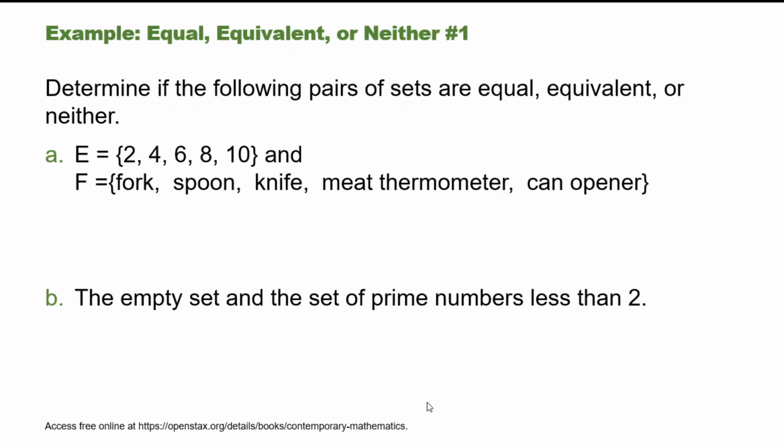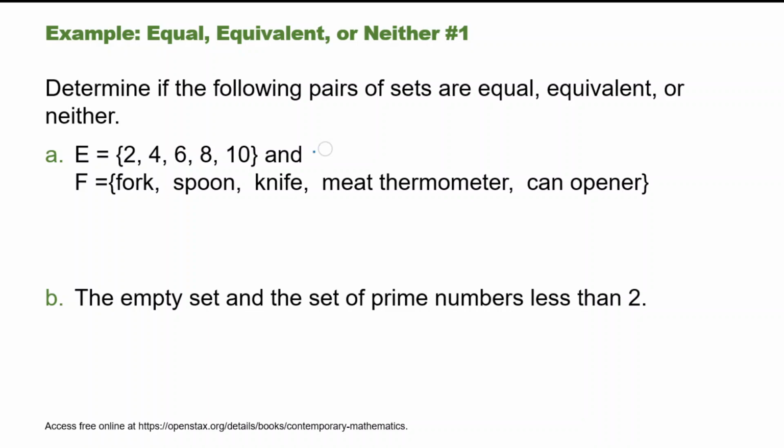Example, equal, equivalent, or neither, number 1. Determine if the following pairs of sets are equal, equivalent, or neither. Part A, we have two sets. Set E, which is equal to the set 2, 4, 6, 8, 10, and the set F, which contains fork, spoon, knife, meat thermometer, can opener. So clearly these two sets are not equal, but are they equivalent?